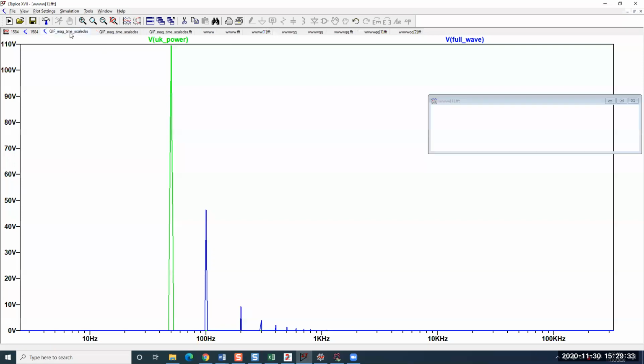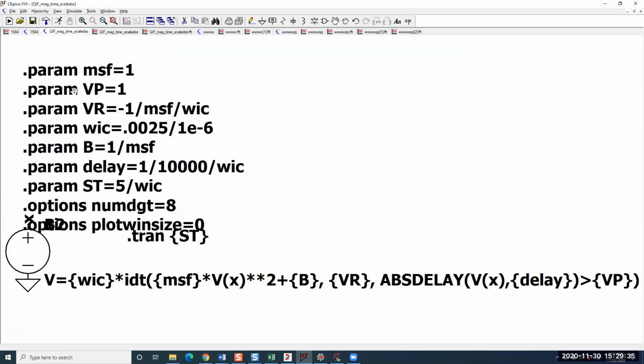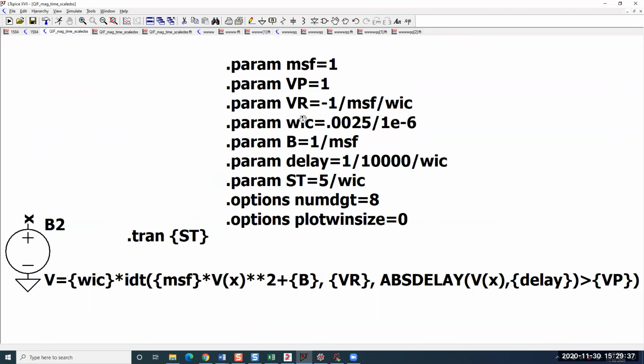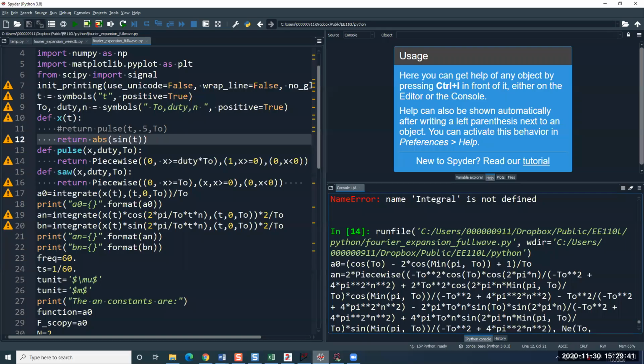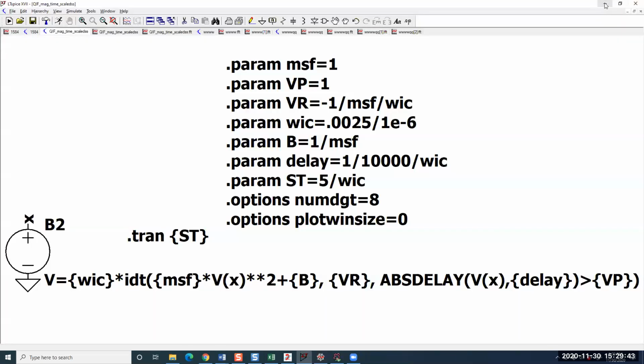Okay, so even for this totally nonlinear system, I was able to use what we learned in 110 to make sure to keep a certain frequency below what that multiplier could handle. Okay.